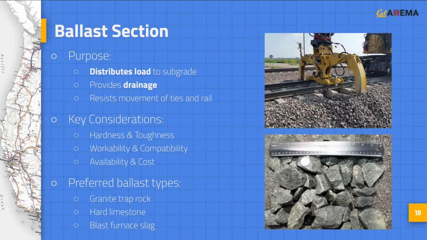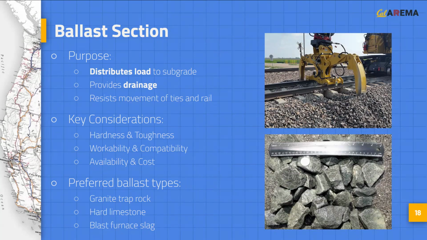Next, we have the ballast section. The principal purpose of the ballast section is to transfer and distribute the applied load with diminished unit pressure to the subgrade beneath. The ballast section also serves to provide drainage and resist lateral, longitudinal, and vertical movement of the ties and rail, ensuring stable track geometry.